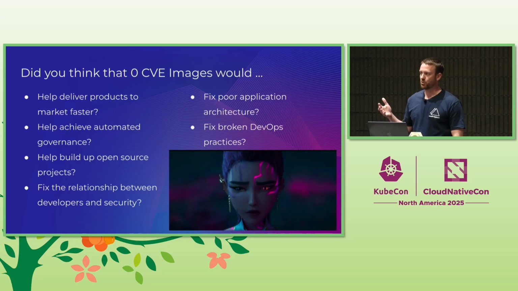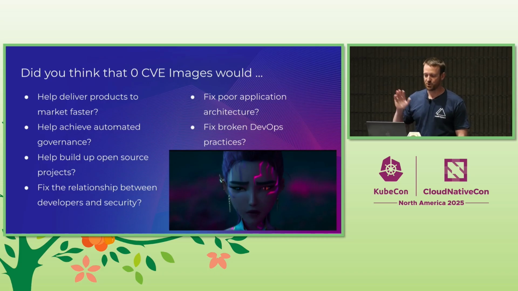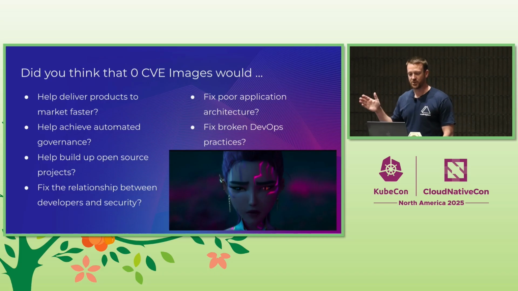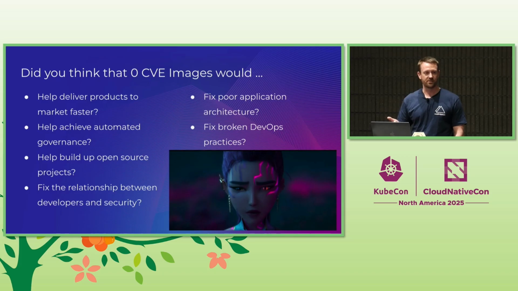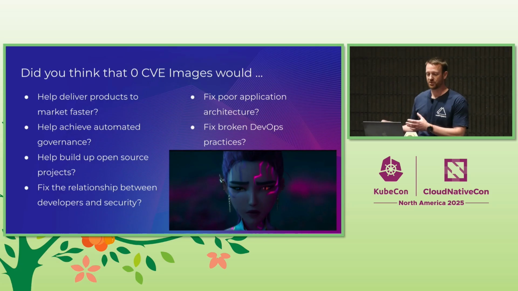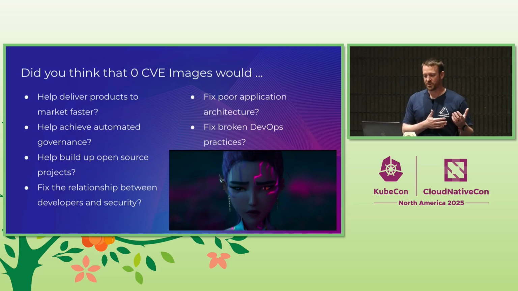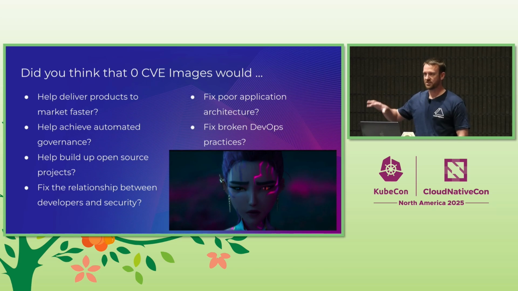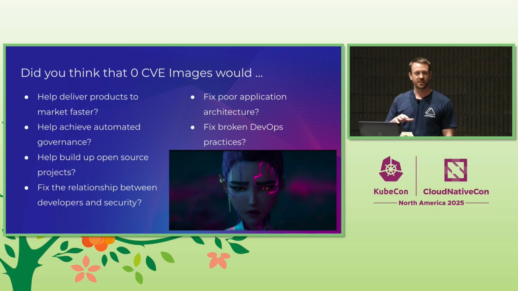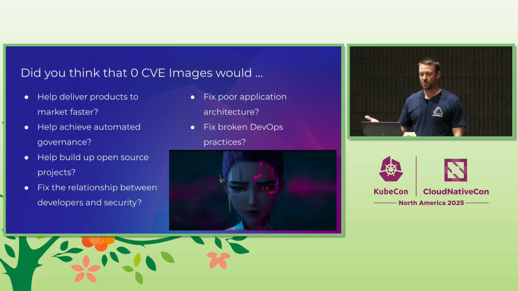So, rather than just thinking about 0 CVEs, what was the problem you were really trying to solve? And did you think having a 0 CVE image was going to help you deliver products to market faster? Was it going to help your engineering team communicate better and figure out what to do? Maybe they spent less time triaging vulnerabilities, but are they really building more features faster? Did you solve all of the other governance problems within your organization just by having container images with 0 vulnerabilities?